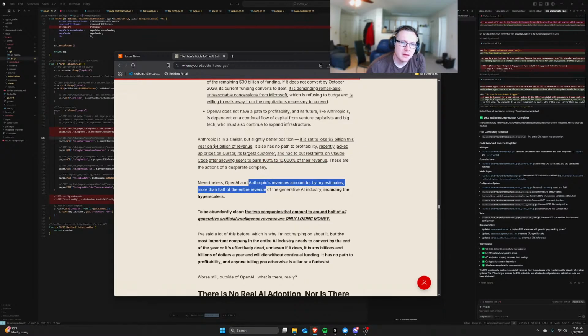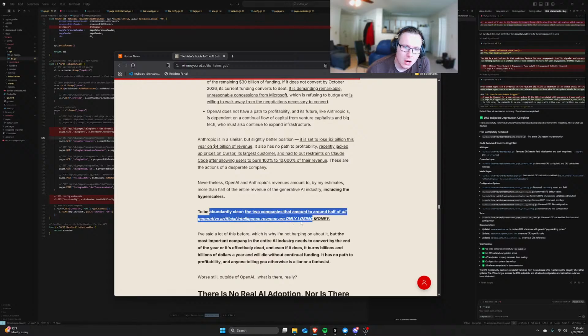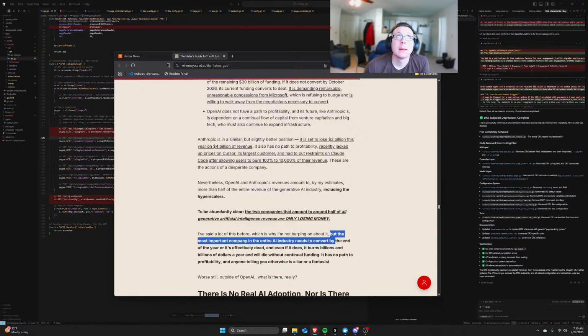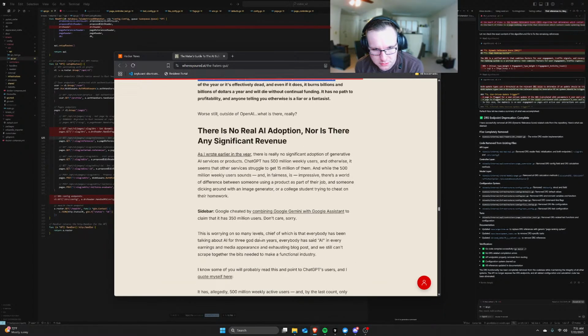These aren't desperate companies. Yes, they're doing stupid stuff. The two companies that amount to about half of all generative AI revenue are only losing money. Yes, they are, and it's stupid. But they haven't been incentivized, as far as I can tell, by industry to really try to optimize their software, so they aren't spending billions of dollars.